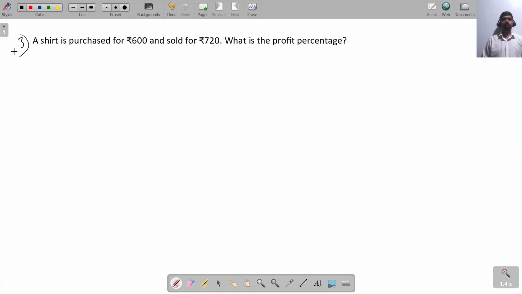Sum number 3. A shirt is purchased for rupees 600 and sold for rupees 720. What is the profit percentage? Now see, here they have asked for percentage. Okay, a slight change in the sum. The word is purchased, so this will be cost price. Sold, selling price. So we'll write the given. Cost price is rupees 600 and selling price is rupees 720. You have to find the profit percentage.